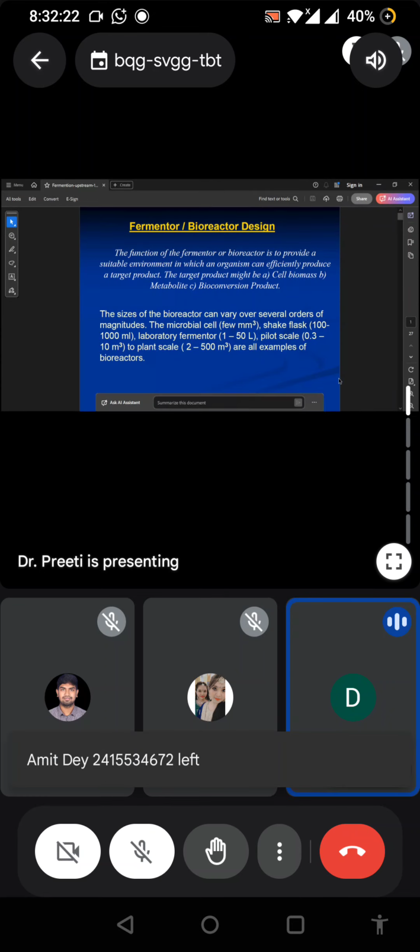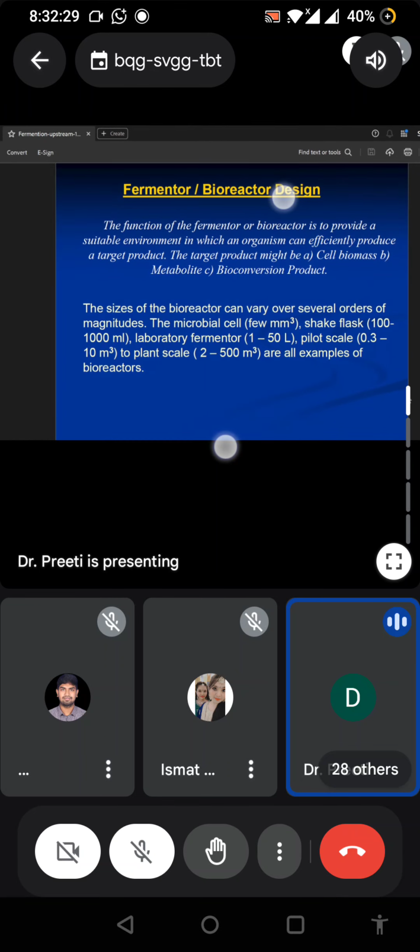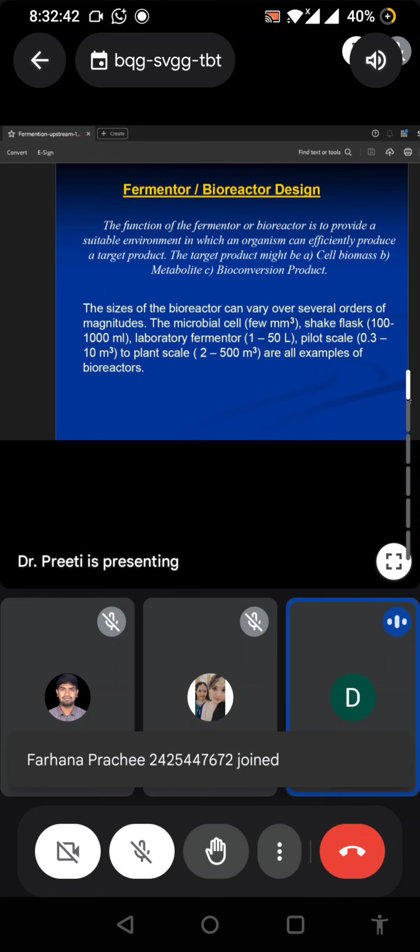So first we will discuss the fermenter or bioreactor design. So what factors you need to take care of? Say you have to order a fermenter. What considerations you take into mind that which one I should take, which one I should order? There are different types of fermenters. So size of bioreactor is very important.